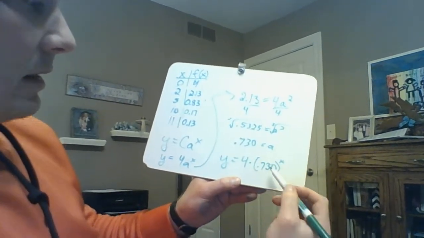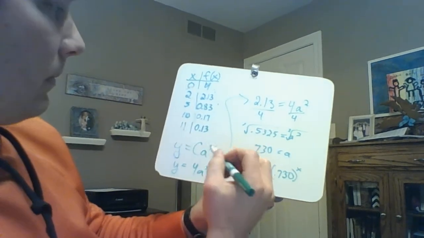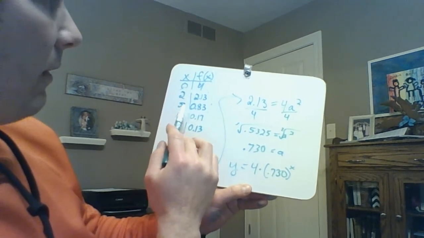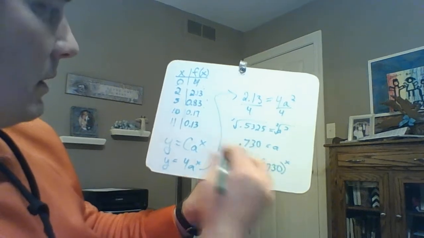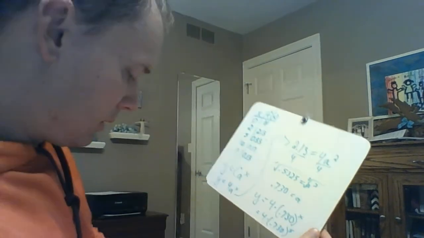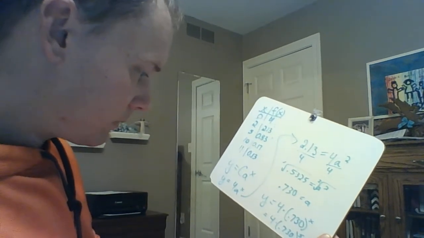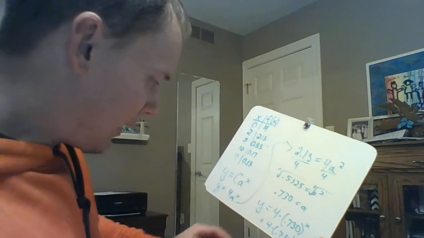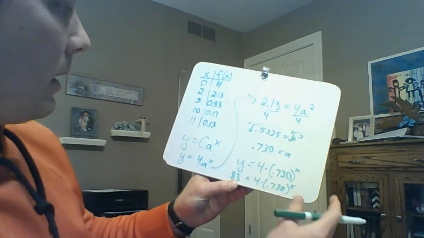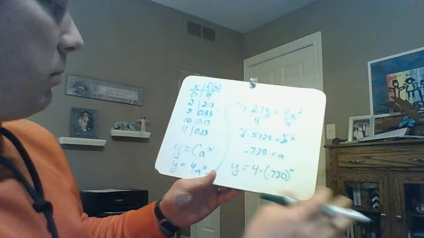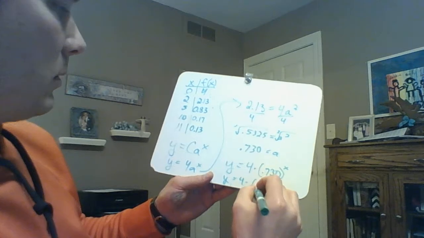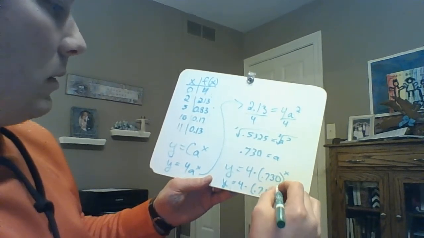Now the question is, does that accurately model the rest of the table? One way you could check that would be to plug in 5 for x and see if you get 0.83. So 0.730 to the 5th power, times 4, and I get 0.83. Okay, so far so good. Let me check it with the next one. Let me plug in 10. y equals 4 times 0.730 to the 10th power.